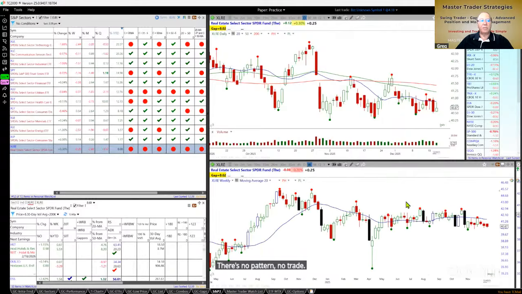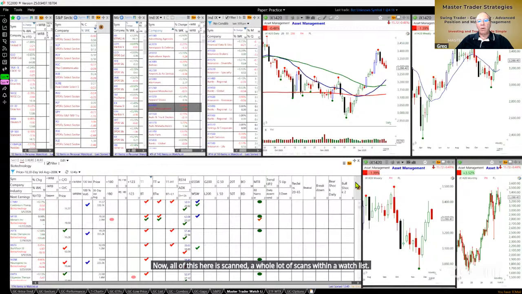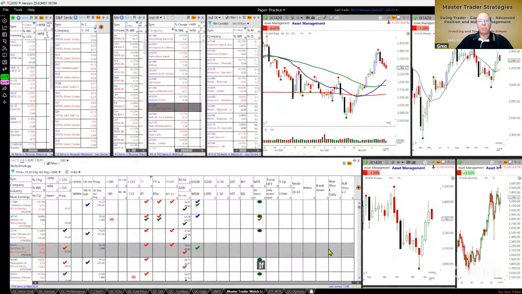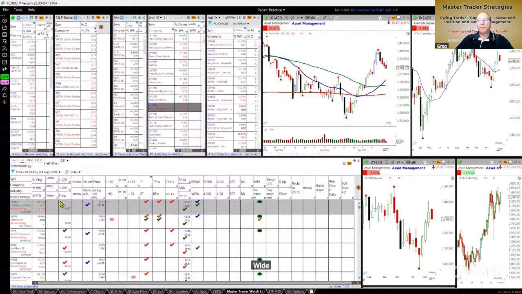So there's no interest there whatsoever. But if I go to this layout and expand the view, now all of this here is a whole lot of scans within a watch list where you might want to start looking for different stuff. And when you become a member or take a course, if you use this platform, we share it with you. There's no extra cost for that. And you learn all of these different bullish 180s, range expansion 180s, wide range bars, and so on.